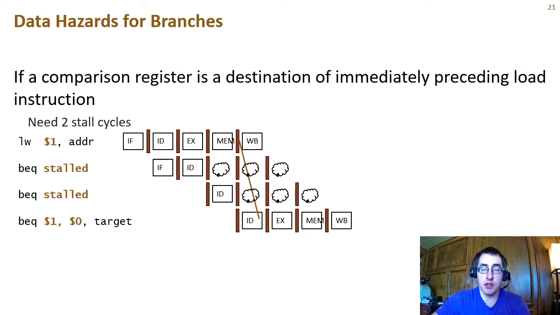When a load instruction immediately precedes a branch instruction, we need to wait for two stall cycles because the load value is not ready until the end of the mem stage. So there are two stages we have to wait between when the branch instruction needs that value in decode and when the value will actually be available at the end of mem. So we need two stall cycles, and then we can get the value of the load instruction for branching.